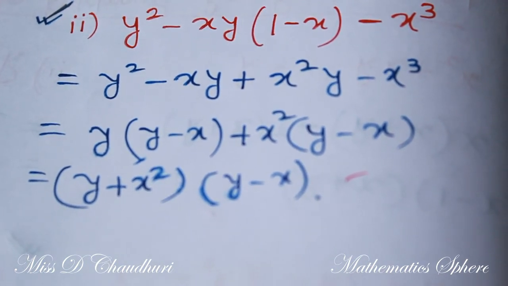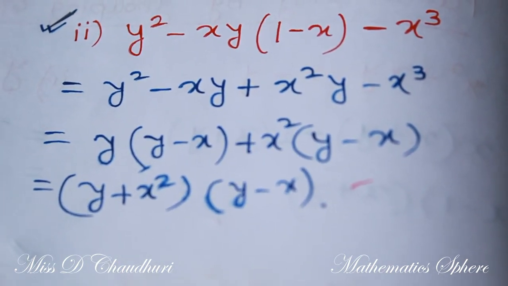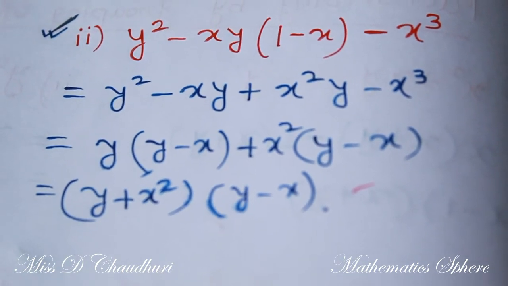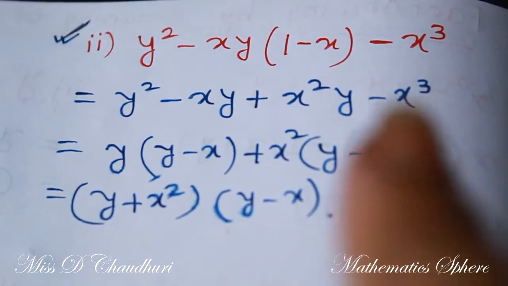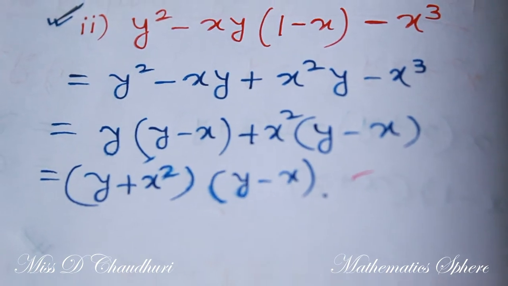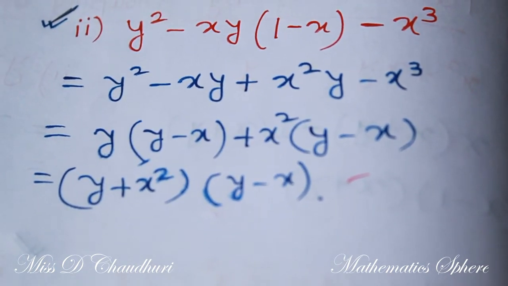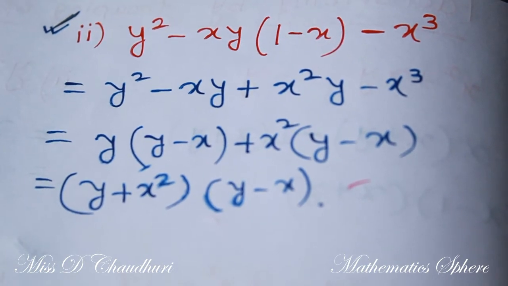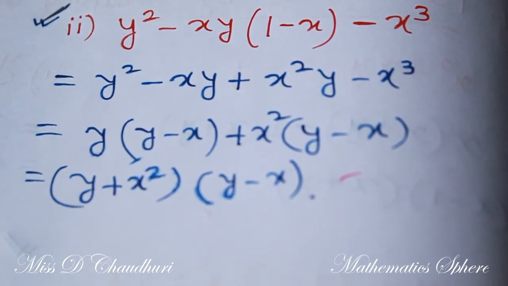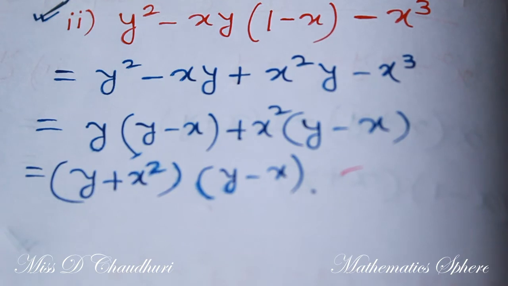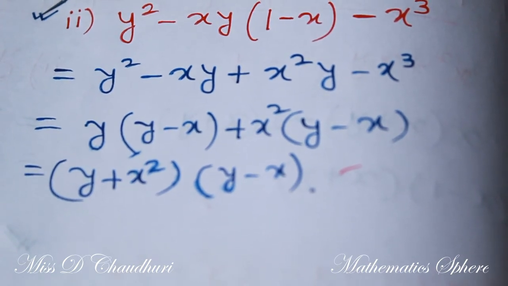Minus xy into minus x, you will get plus x square y, and at last there is minus x cube. Okay, now we can see that from the first two terms we can take y common. So y minus x will be there in the bracket. So you will obviously have to write y minus x on the right side also.